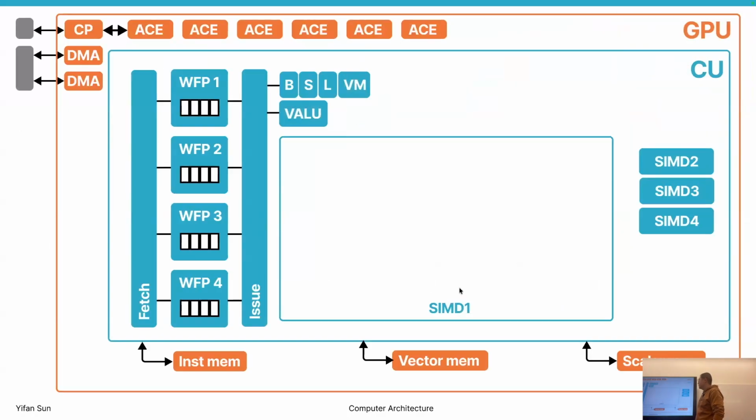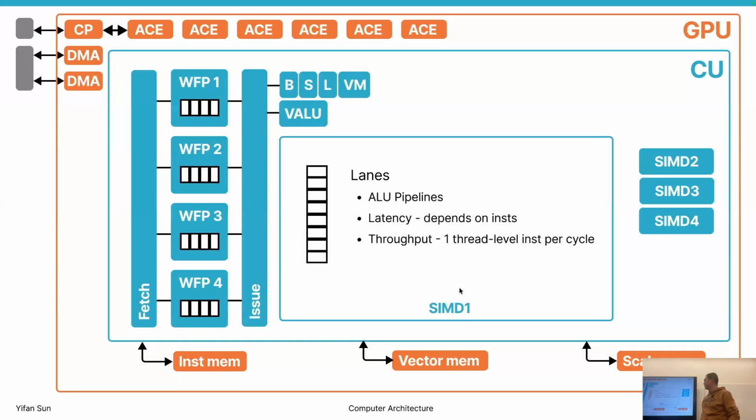Okay. What's happening inside SIMDs is another level. Think about how many levels we have: GPU level, CU level, and SIMD level. Okay, three levels of indentation. And we just really simplified other units, SBSL and VM, and we consider SIMD1, what's inside SIMD1.